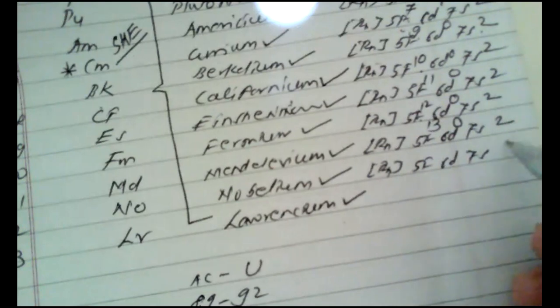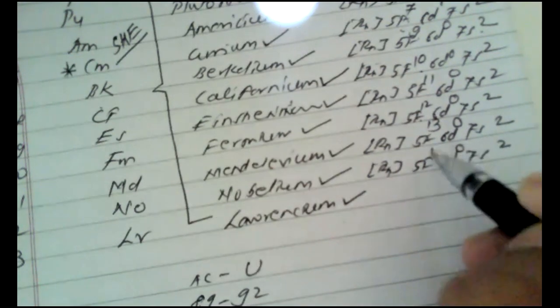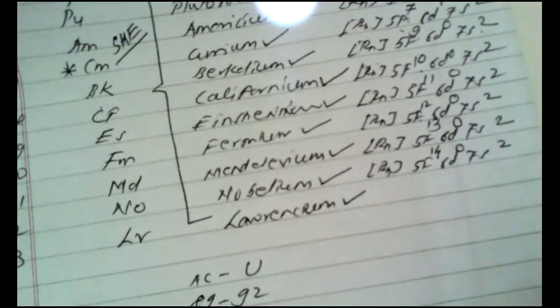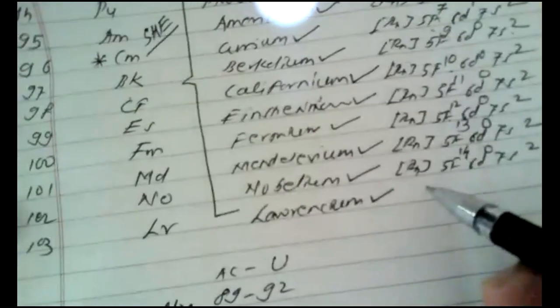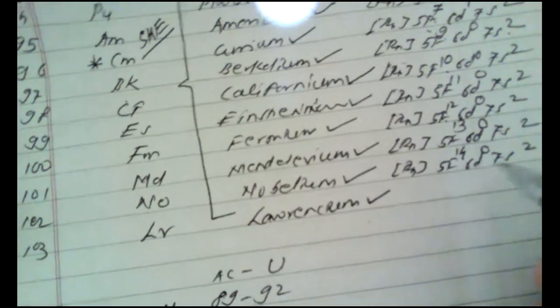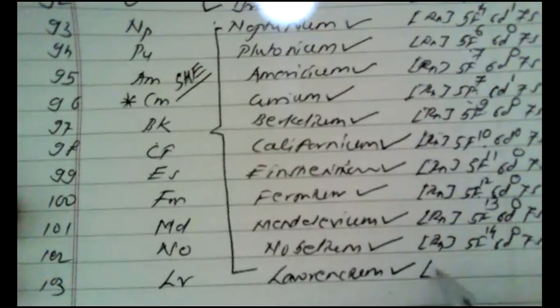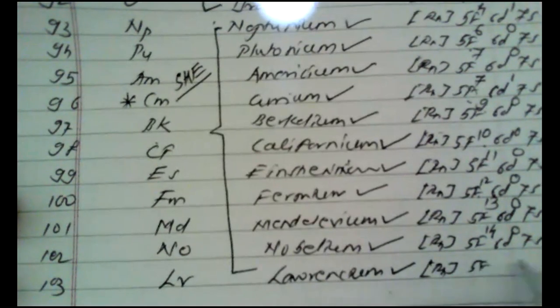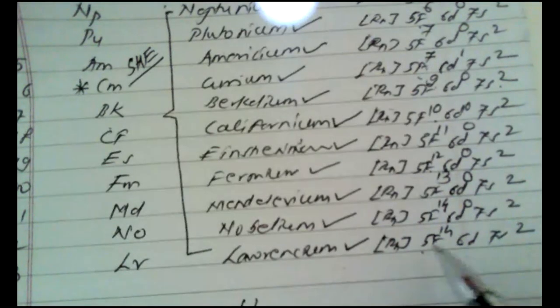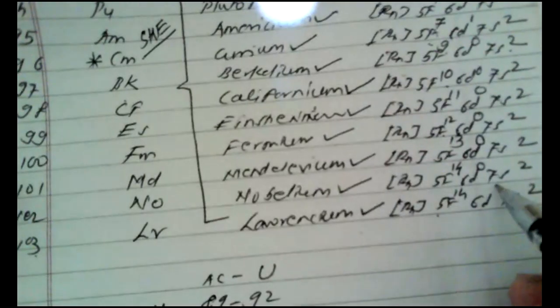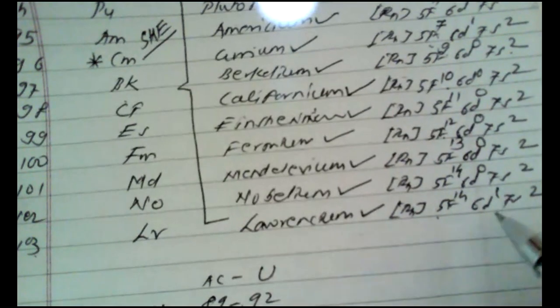Then radon 5f 6d 7s: 7s2 6d0 5f14. So at nobelium, atomic number 102, the 5f orbital is completely filled. Again, look here at lawrencium: 5f 6d 7s, 7s2 5f14. It is filled. Now the 103rd electron has no other choice than to enter the 6d orbital. So the 103rd electron now enters the 6d orbital.